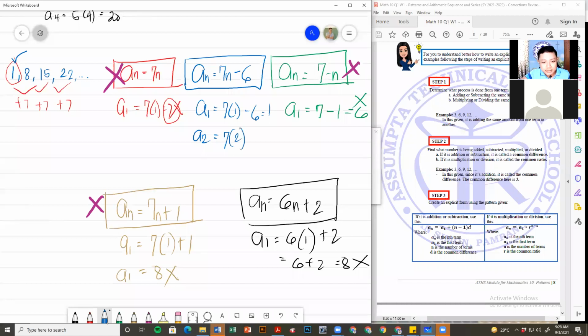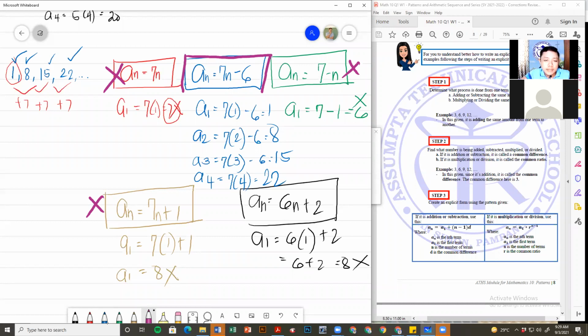7 times 2 minus 6, that becomes 14. 14 minus 6, that's 8. Wow, there's a chance. It works. Next, a sub 3. 7 times 3 minus 6, that becomes 7, 14, 21. 21 minus 6, that's 15. Oh, check. And the last term. A sub 4 is equal to 7 times 4, that becomes 7, 14, 21, 28. 28 minus 6, that's 22. Wow, perfect. So this is our formula.